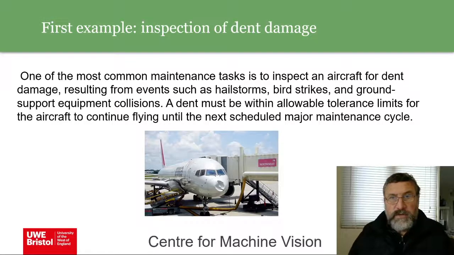But anyway, you can get certain damage from various things. Of course, weather, hail and so on could also produce quite a lot of damage, which we'll talk about. Bird strikes, even lightning strikes. We've got to make sure that any damage we've got, like dents, is still within the allowable tolerance limit for the aircraft to continue flying until the next scheduled maintenance cycle, of course.